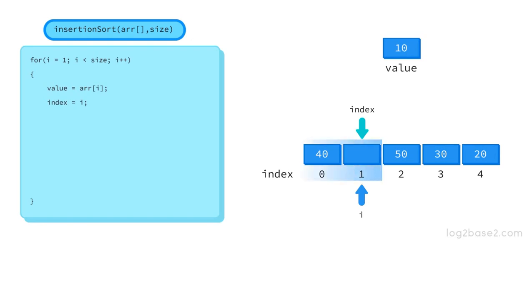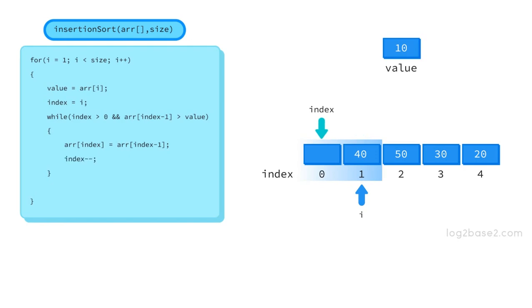And if index is greater than 0, we need to check if the previous value is greater than the current index value. And if so, we need to move the previous value one position right. And we need to do the same process for all the previous elements. So write it in a while loop. That is, while index greater than 0 and arr of index minus 1 greater than value. And if the condition is true, we need to copy the previous element to the current index position. So write arr of index equal to arr of index minus 1. And in order to continue the process for all the previous elements, decrement the index by 1.